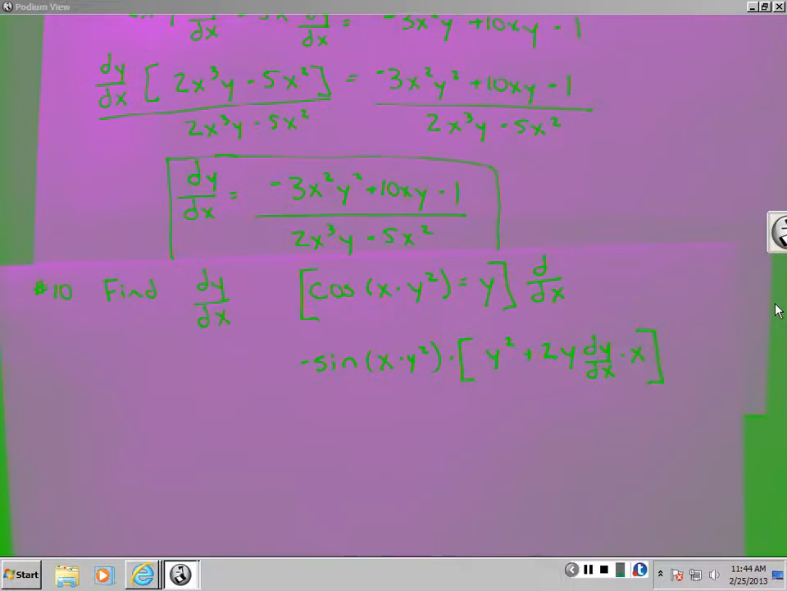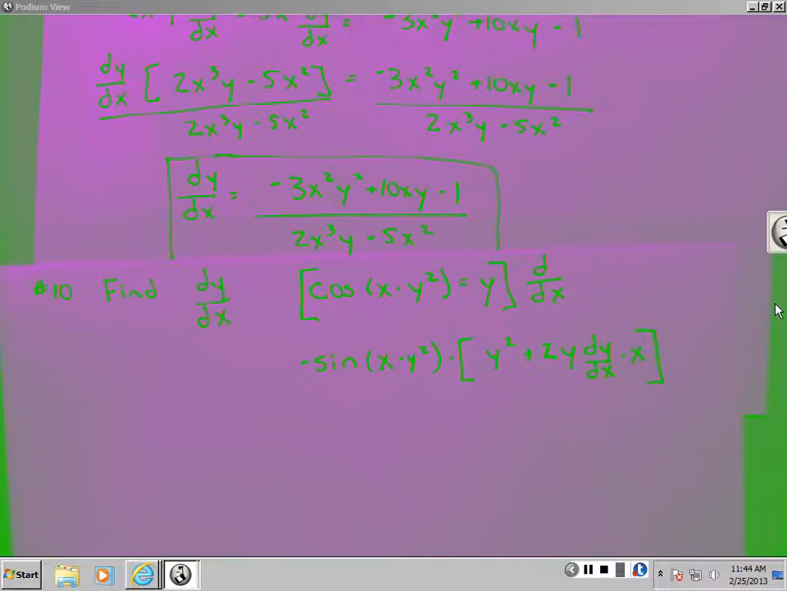So the derivative of x is 1. So I have 1 times dy dx plus the derivative of y squared, which is 2y dy dx times x. You hold both of them after you take both of them. So yeah, this is a chain rule problem. So you take the derivative of the outside, evaluate the inside, times the derivative of the inside. The derivative of the inside is what's in bracket.